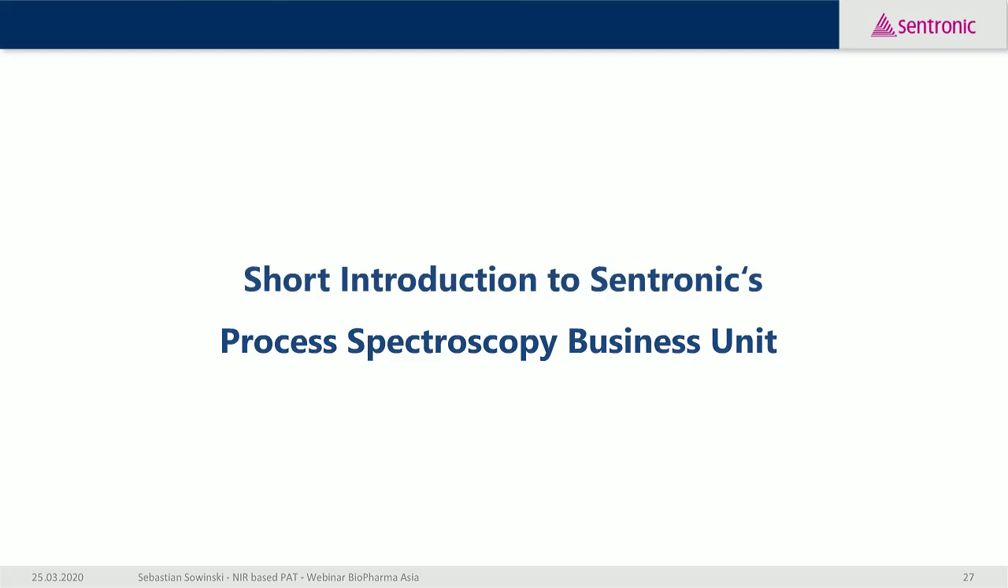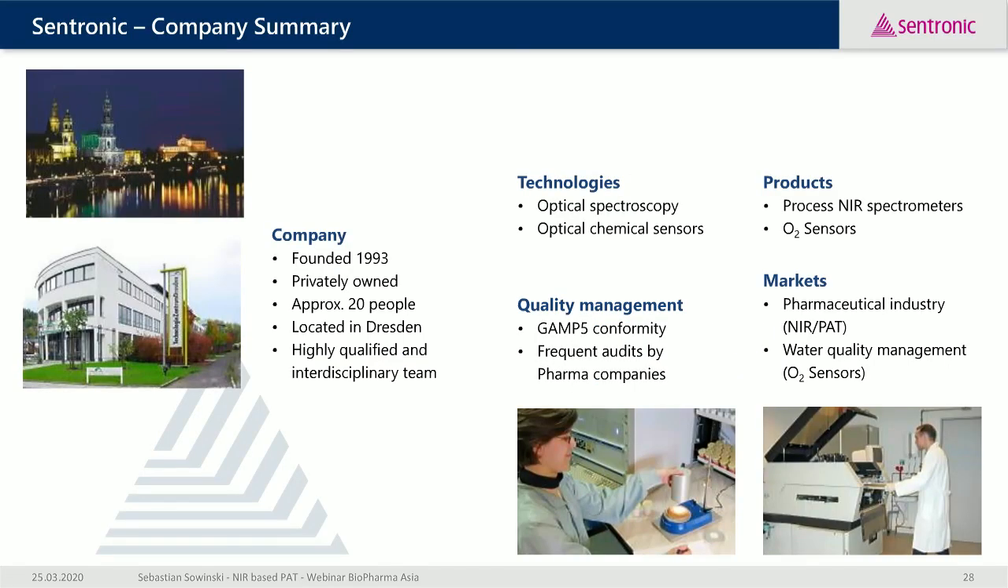First of all, I would like to start with a very short introduction to Sentronic as well as to the business unit process spectroscopy I'm working in. Sentronic was founded in 1993. It was founded in Dresden and is still located here. We are a highly qualified team of about 20 people. With these 20 people, we are working in two business units.